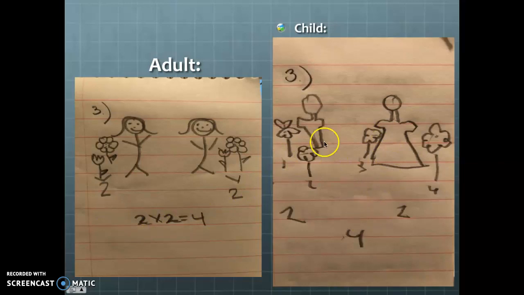The child did the same thing. Here's 1 friend, 2 friends. It looks like 1, 2, 3, 4. It looks like they wrote 1, 2, 3, 4 here and came up with their answer 4. So they wrote 2 on this side and 2 on that side and came up with 4.